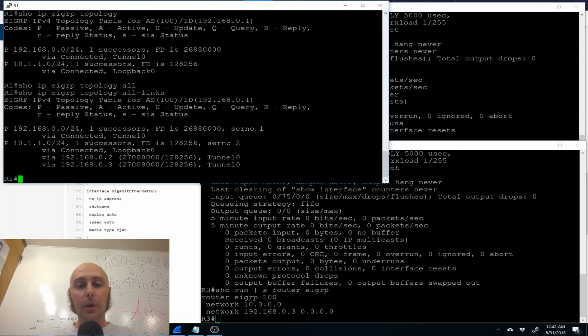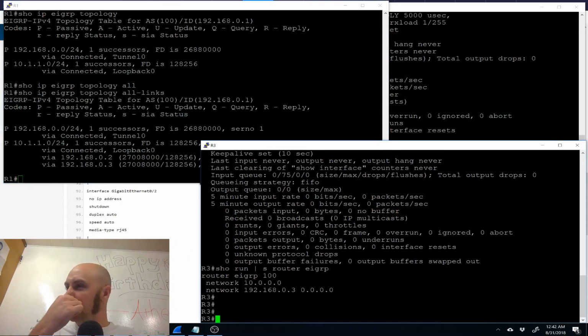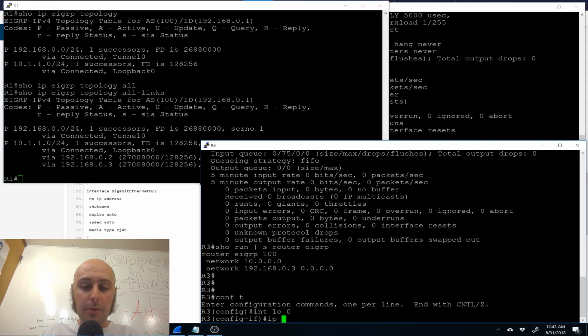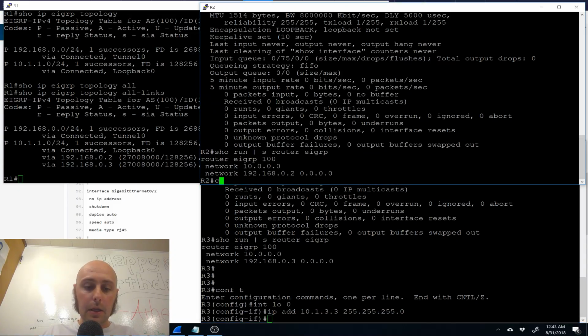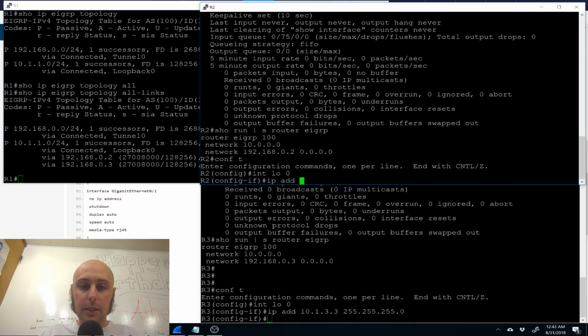Okay. So how do we fix this problem? Well, my recommendation was, since he's just messing around in a lab and has routers 1, 2, and 3, just change the third octet to represent the interface number. So if we do interface loopback 0 and we do IP address 10.1.3.3, that's fine for router 3. And then we do conf t, interface loopback 0, and we'll do IP address 10.1.2.2.